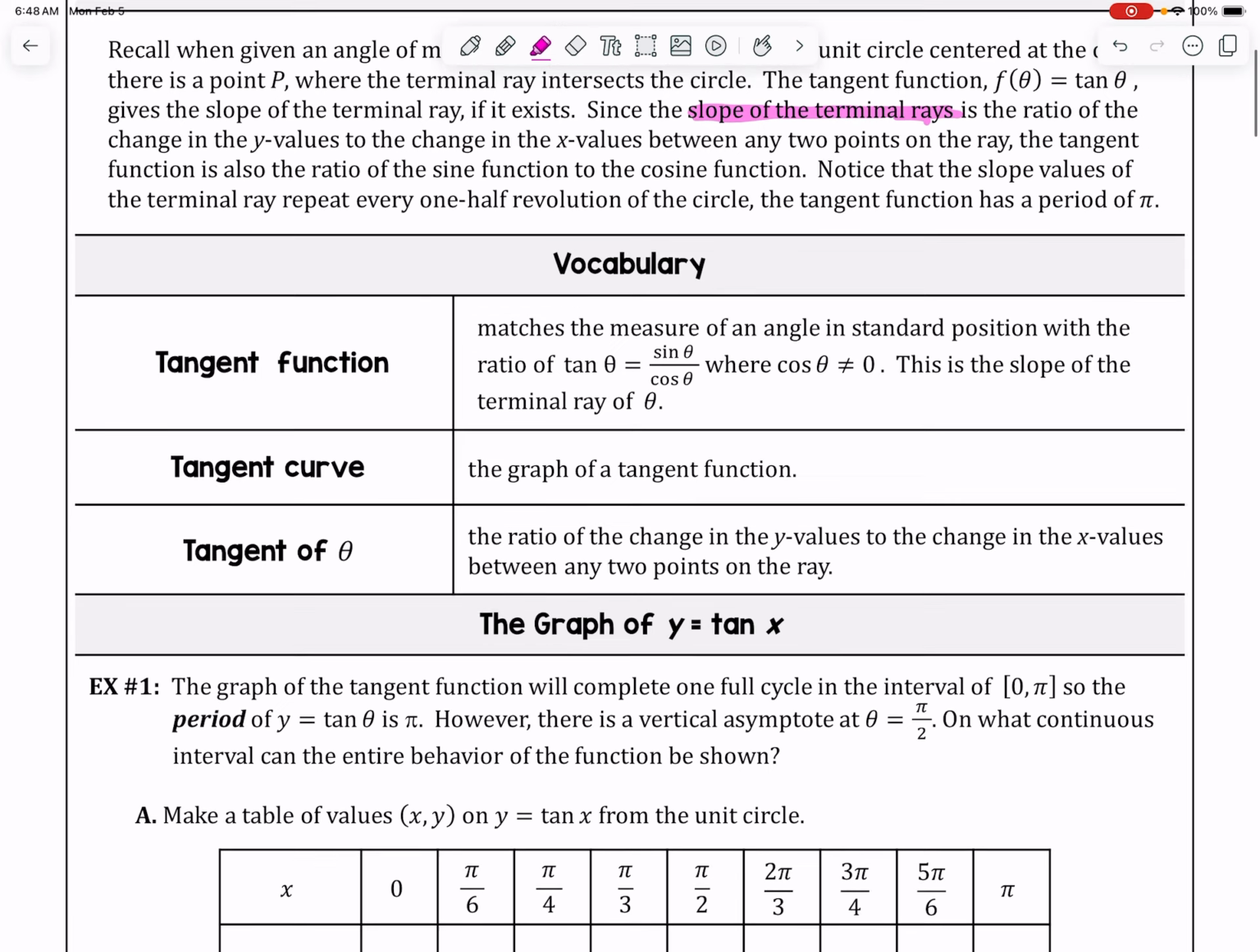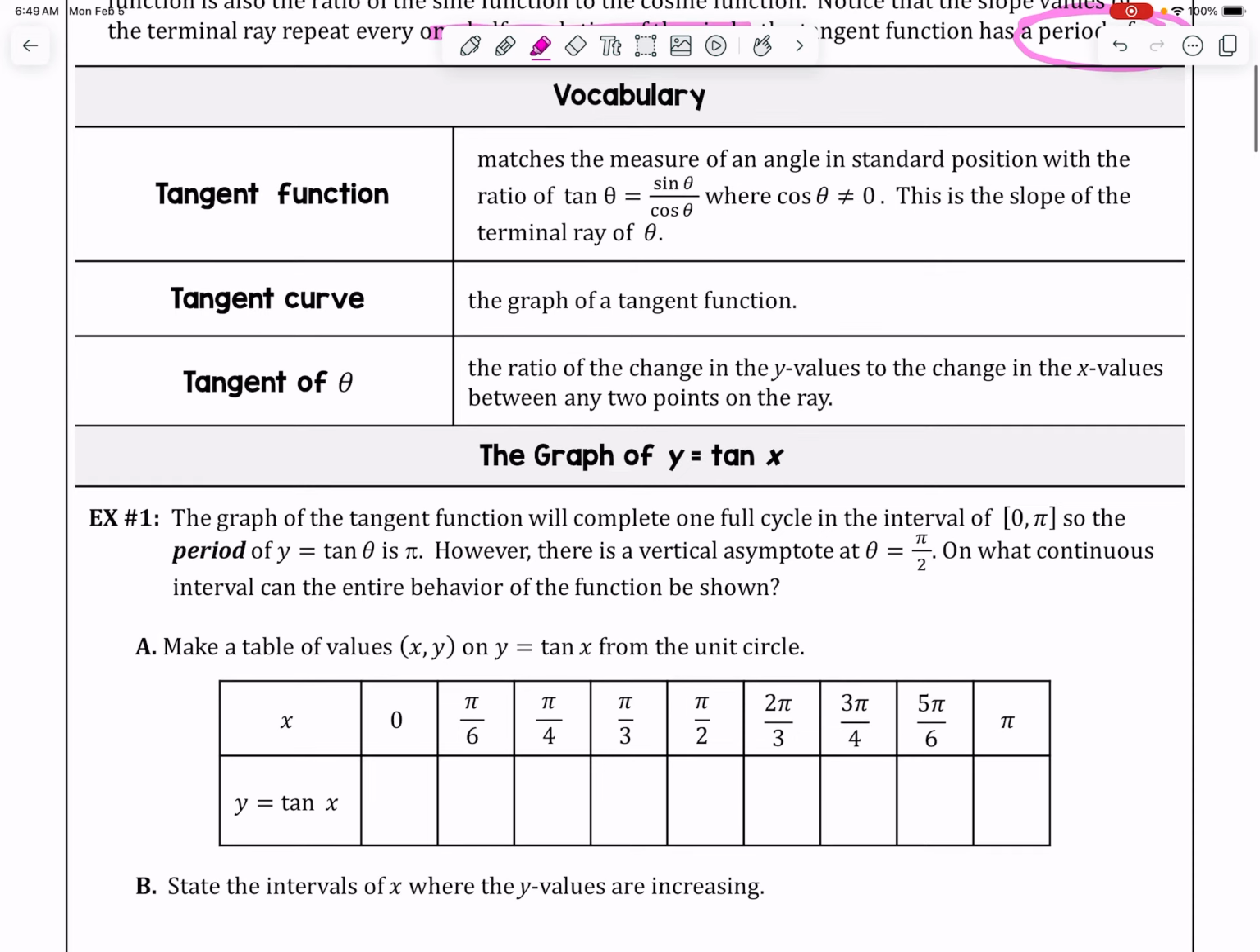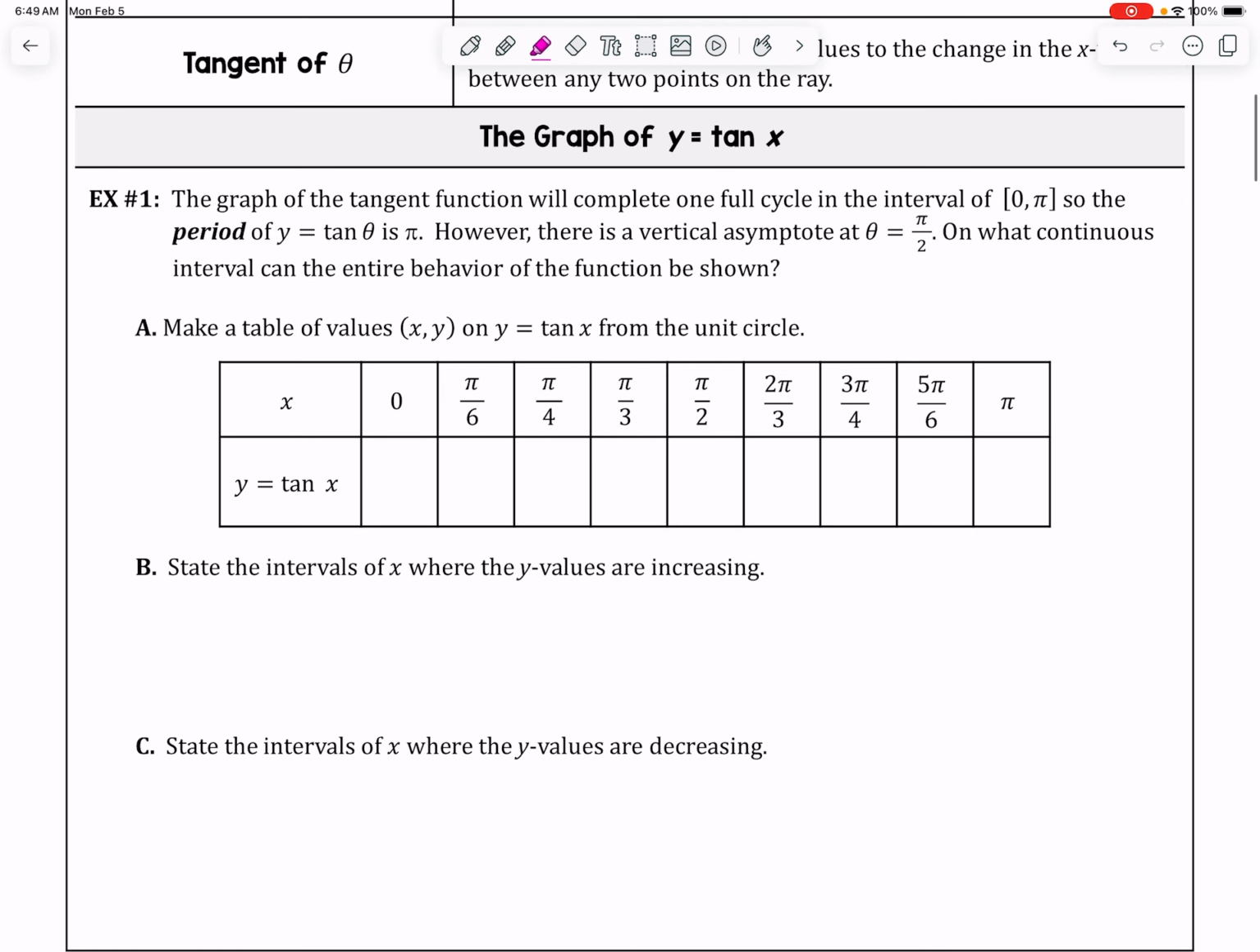Notice that the slope values of the terminal ray repeat every 1/2 revolution of the circle. So the tangent function has a period of pi instead of 2 pi like sine and cosine. So here's our vocabulary. The tangent function is sine over cosine. This is the slope of the terminal ray of theta. The tangent curve is the graph, and tangent of theta is the ratio of the change in the y values to the change in the x values. We're going to start out just like we did with sine and cosine, and fill in this table of values.